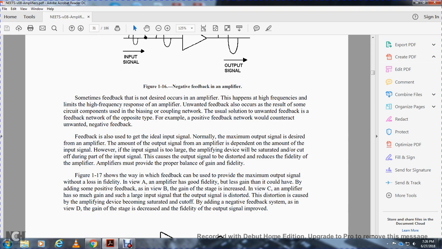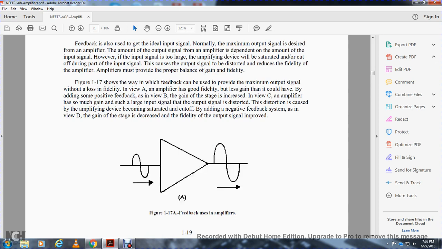Feedback is also used to obtain the ideal input for the normal maximum output signal desired from the amplifier. The amount of output signal of the amplifier depends on the amount of input signal. However, if the input signal is too large, the amplifying device will be saturated or cut off during part of the input signal, causing the output signal to be distorted and reducing the fidelity of the amplifier. Amplifiers must provide the proper balance of gain and fidelity.